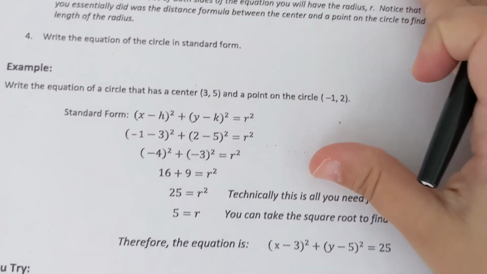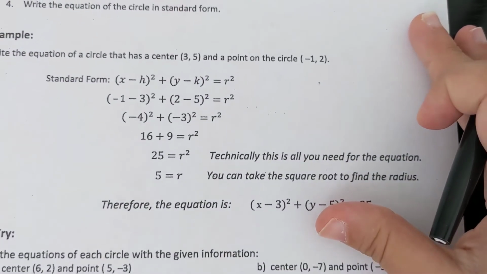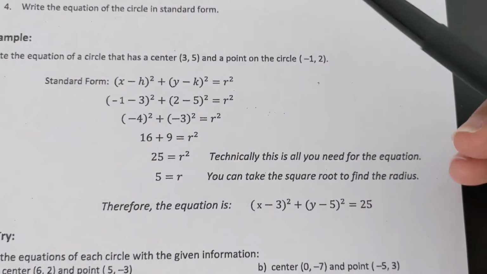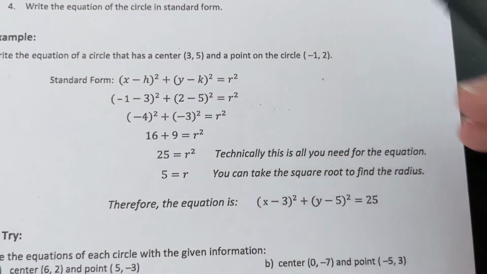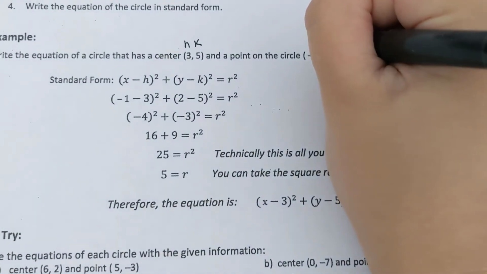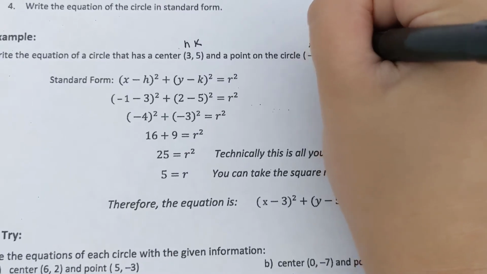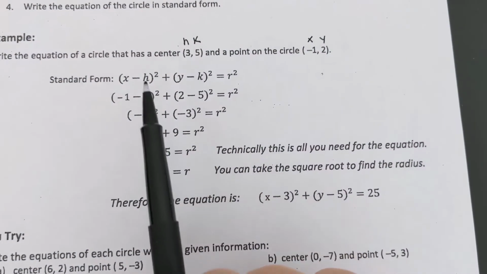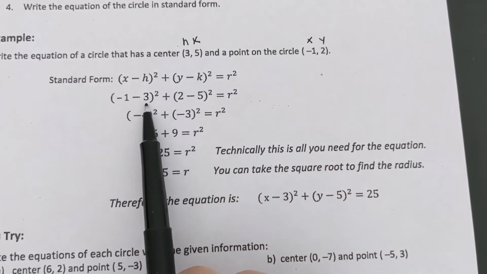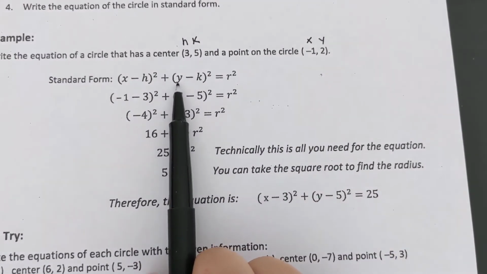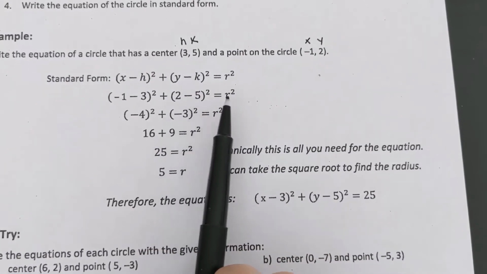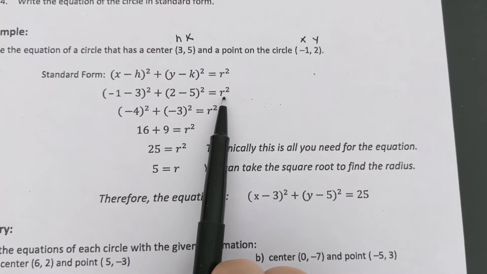So let's look through this example before we do one on our own. It says, write the equation of a circle that has a center of 3, 5, and the point on the circle is negative 1, 2. So center is h and k, point on the circle is x and y. So they plugged in, for x, negative 1. For h, 3. For y, 2. For k, 5. We didn't plug anything in for r because that's what we're trying to find.